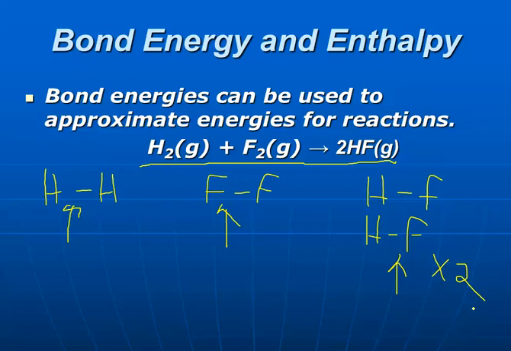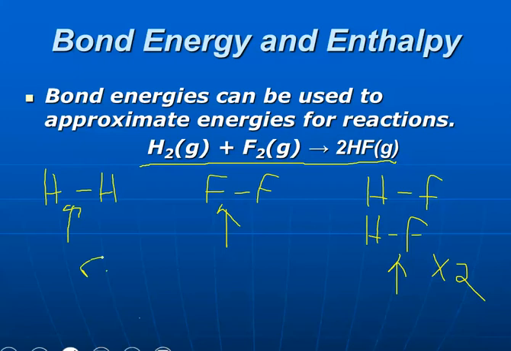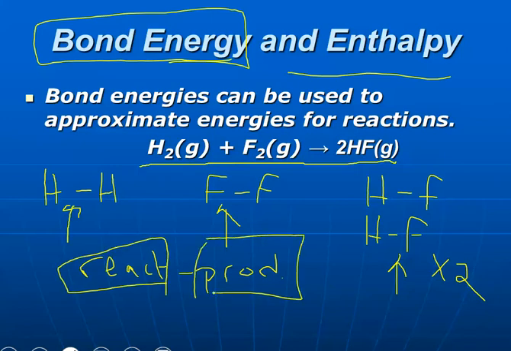Now, the trick with bond energies, up to this point, I always said it's products minus reactants, right? That's what I've said in the past. That is not true with bond energies. When you're dealing with bond energies, it's always reactants minus products. Please put a red flag in your brain whenever you see bond energy and you have to do enthalpy, that is always reactants minus products.